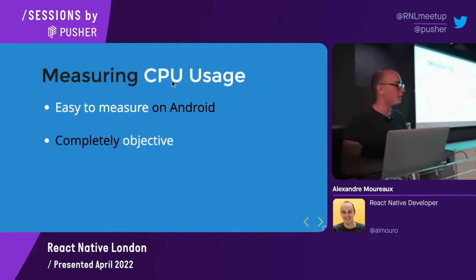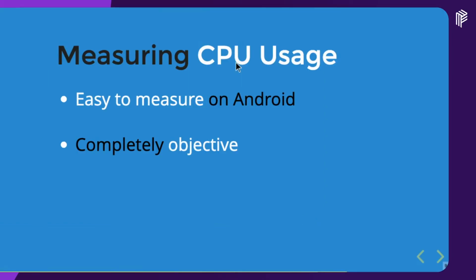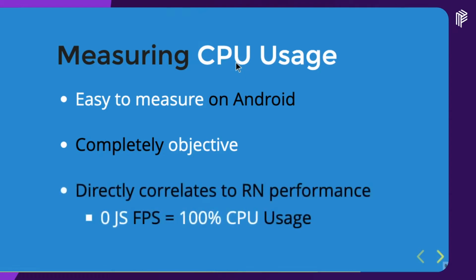It's completely objective. It doesn't depend on technology. You could compare React Native with non-React Native apps, or if you're doing a complete React architecture, you could compare Fabric versus non-Fabric. Well, what's the CPU usage?